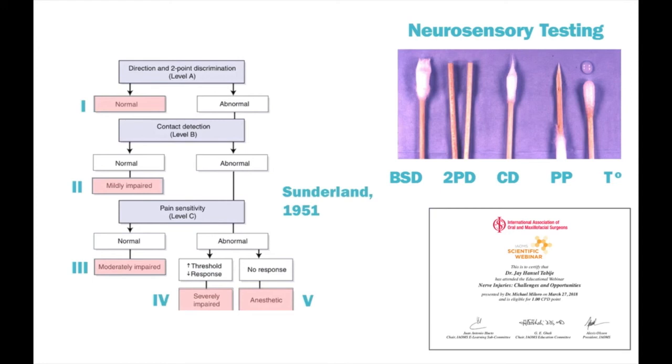In this particular diagram, you would normally start testing from directional 2-point discrimination, so level A. If it's abnormal, then you proceed to contact detection, level B. If it's normal at level B, then it could be considered mildly impaired. If it's still abnormal, then you proceed to pain sensitivity testing, level C.